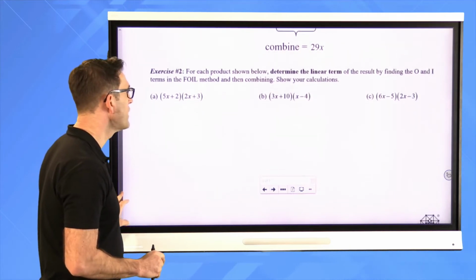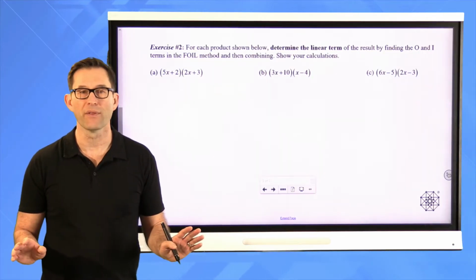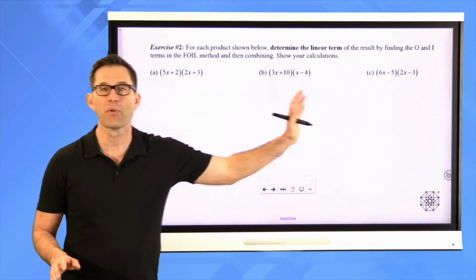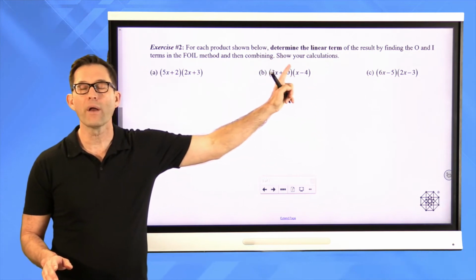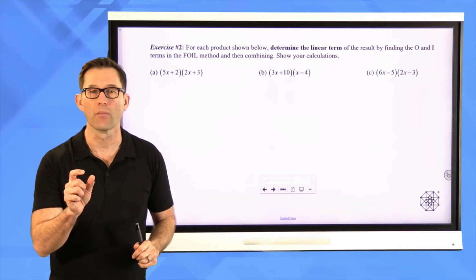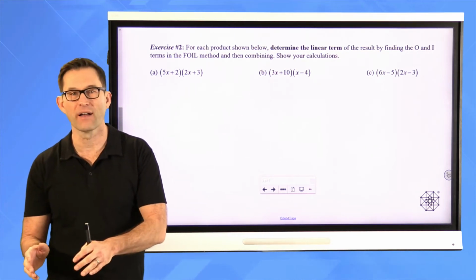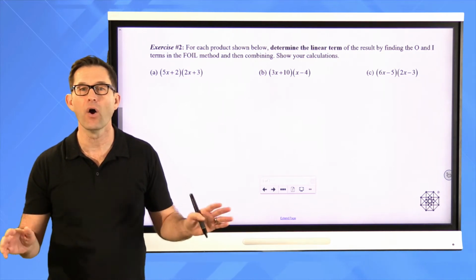So let's take a look at exercise number 2. For each product shown below, determine the linear term of the result by finding the O and the I terms in the FOIL method and then combining them. Show your calculations. I want to be very clear about this. I'm not asking you to multiply these all out. All I want to know is, if I multiply them all out, what would be the linear term? What would be the thing after the x squared but before the constant? That's simply the O and the I.